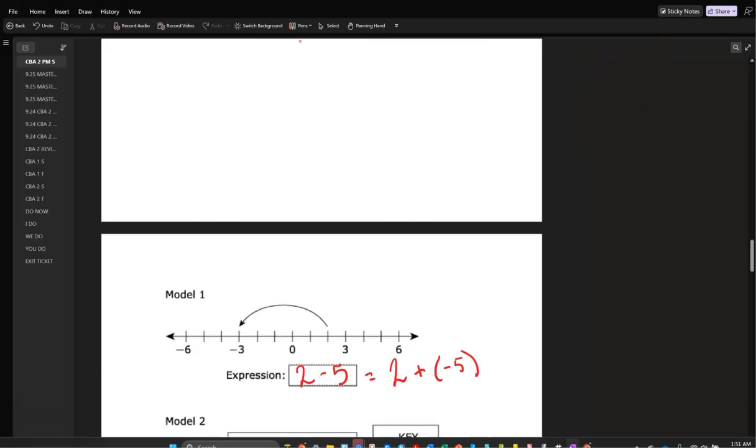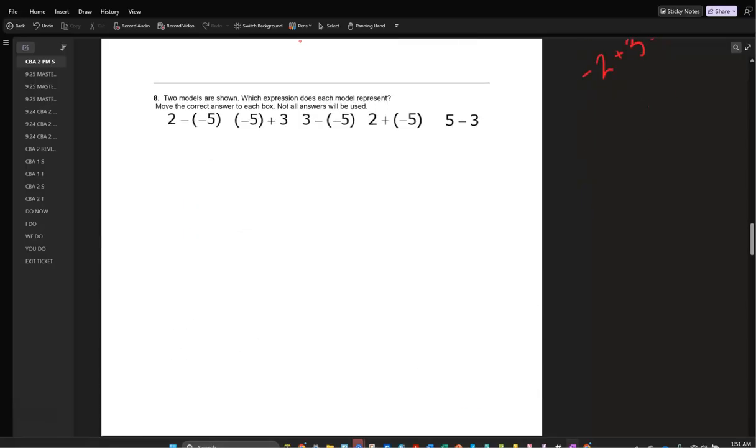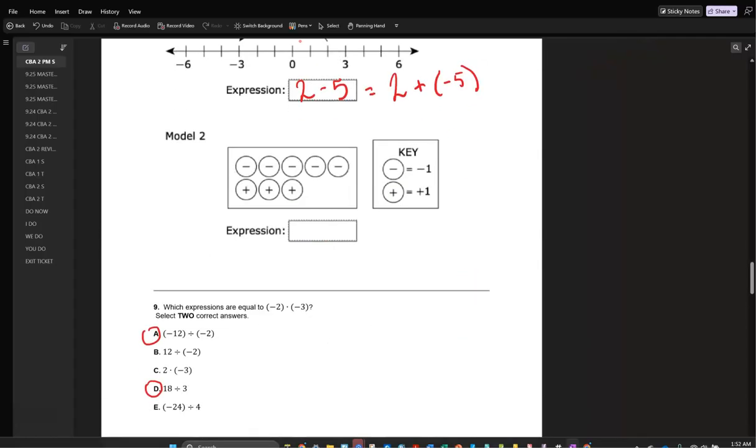It's not up there. 2 plus -5. That's this guy right here. Okay. Let's jump to this one. Now what is obvious to me is the fact that these are counters. We've used them in class. I've got 5 negative, so I've got -5.